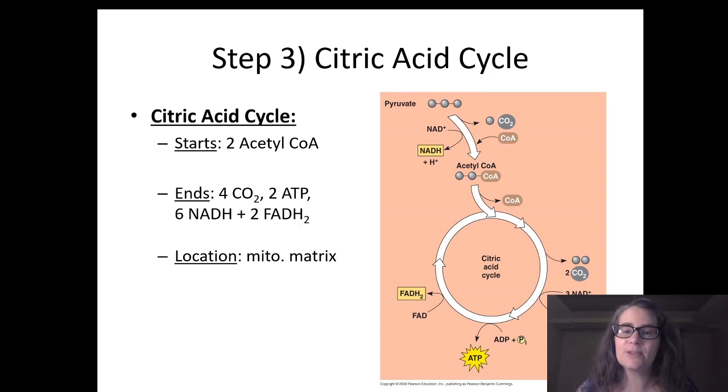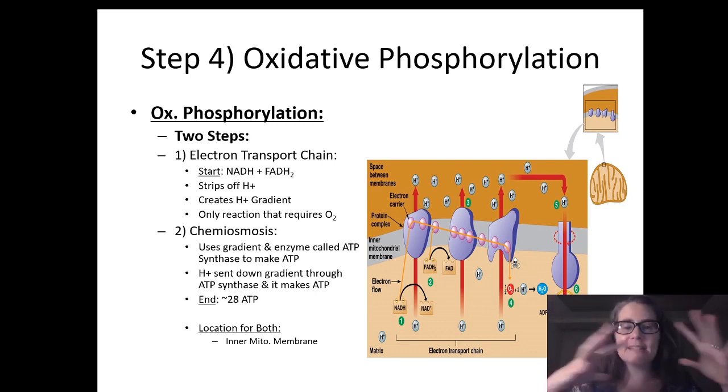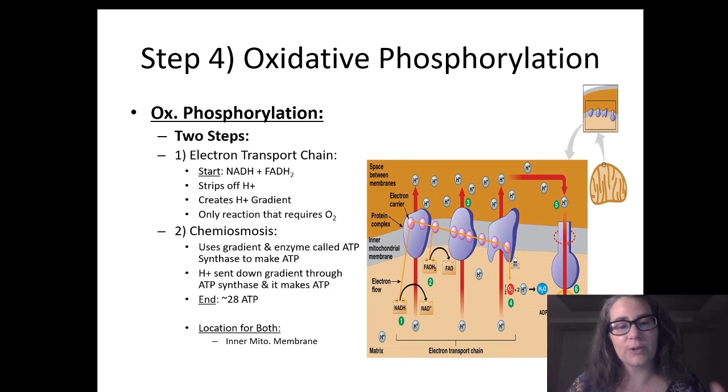So this is step number 3, the citric acid cycle, and it happens in the mitochondrial matrix, or the liquid part of the mitochondria. Step number 4 is composed of 2 different steps, but on a test or a quiz I'm always going to call it one thing, oxidative phosphorylation. So I'm going to put both of these steps underneath that particular title or name.